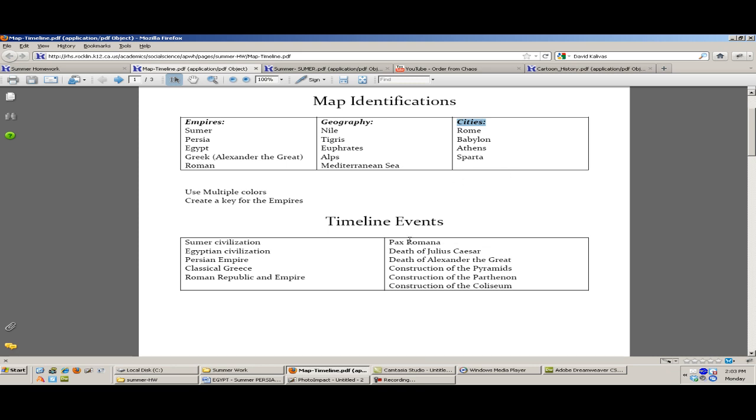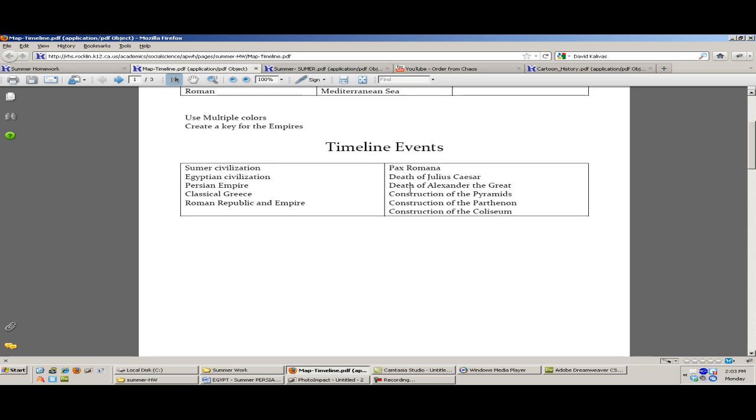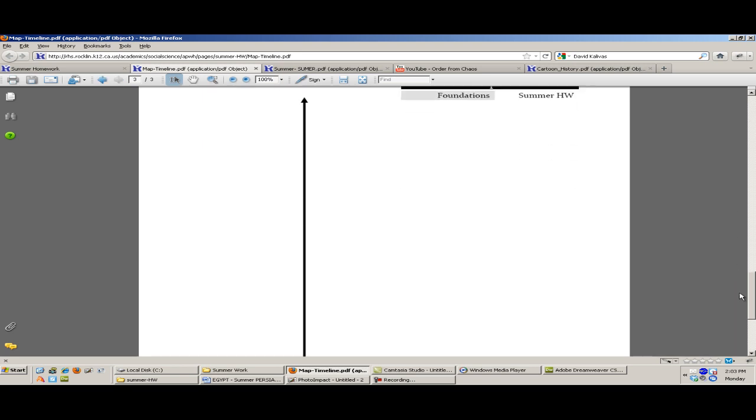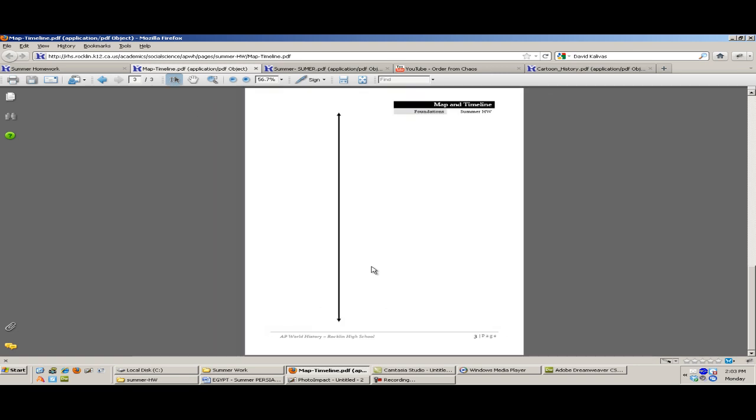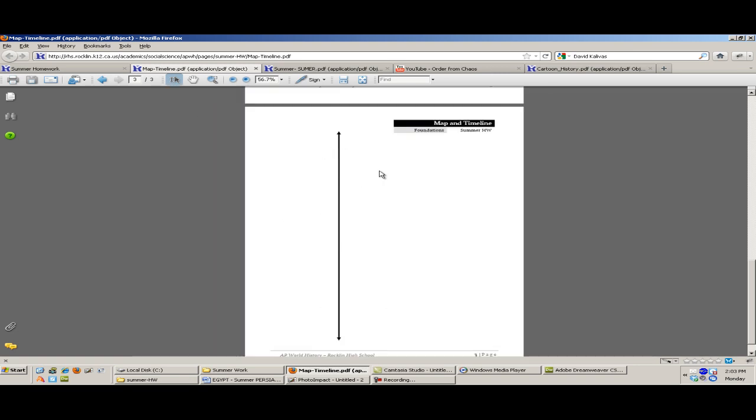And then for our timeline events, tell me when the Sumerians, the Egyptians, the Persians, the Greeks, and so forth existed. And then these specific events, like the death of Julius Caesar and Alexander the Great. That's what this is here. If you rotate this sideways, it's just a simple timeline. Then you're going to put in some dates in there, and you can put things above and below that.